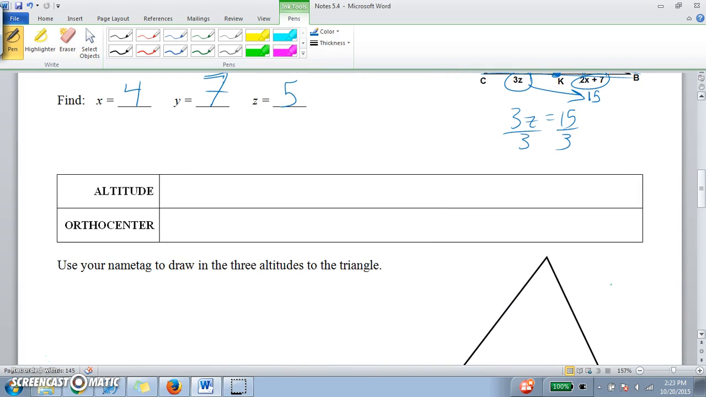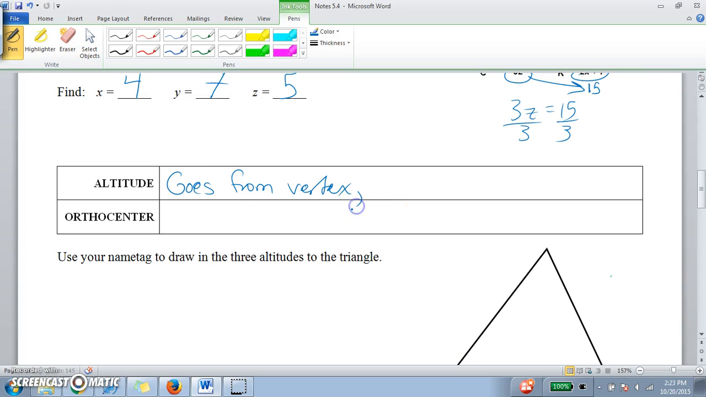Okay, two more definitions. An altitude and the orthocenter. So an altitude is another segment in a triangle. This one goes from the vertex. So it starts at the vertex just like the median, but instead of going to the opposite midpoint, it doesn't necessarily go to a certain point. It just goes from the vertex and is perpendicular to the opposite side.